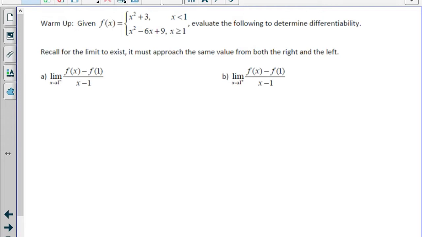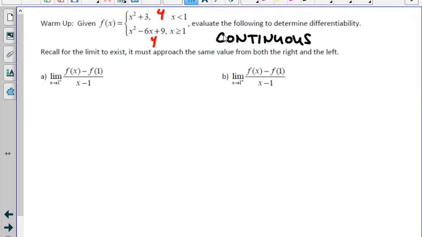Okay, first, in order to determine if something is differentiable, you must see if it is continuous. That's a really important part of the definition, because a lot of times we will determine that something has the same derivative on both sides, but it may not even match up. So if you substitute 1 into both of these parts of the piecewise function, you do get 4. So this function is continuous at 1, so that's good.